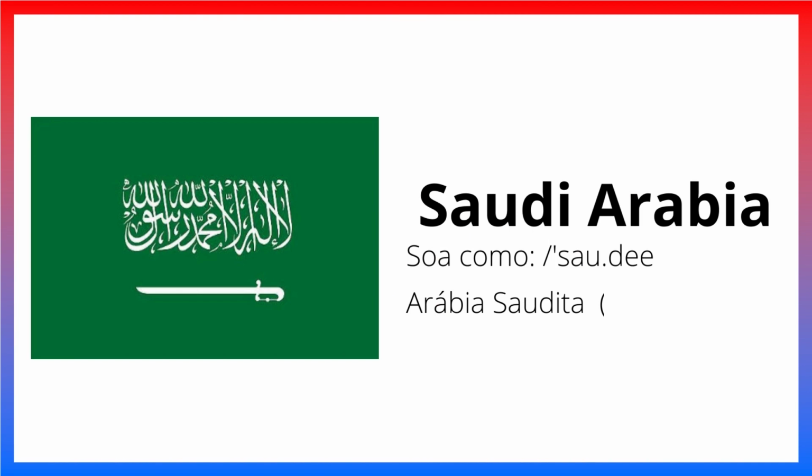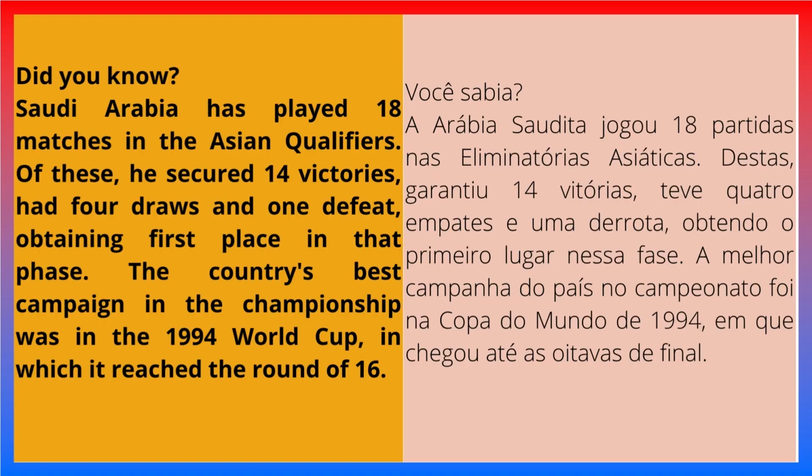Saudi Arabia. Did you know? Saudi Arabia has played 18 matches in the Asian qualifiers. Of these, he secured 14 victories, had 4 draws and 1 defeat, obtained first place in that phase. The country's best campaign in the championship was in the 1994 World Cup, in which it reached the round of 16.